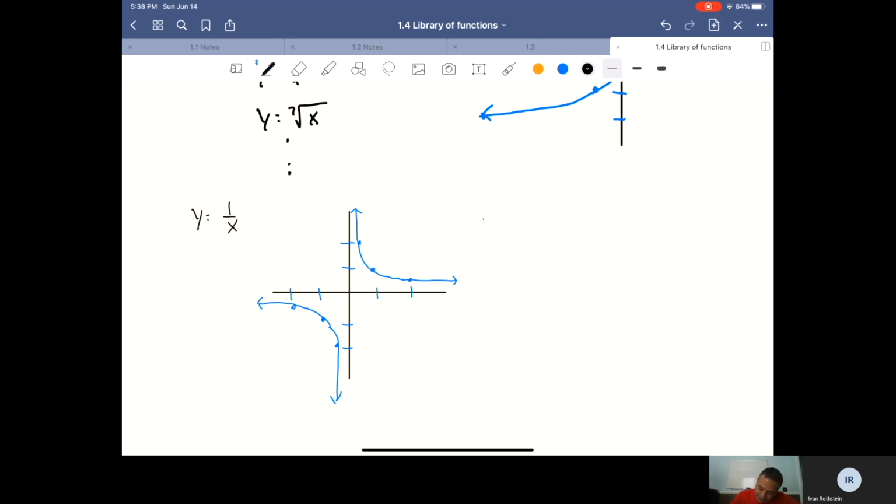You may have guessed where this is going. Y equals 1 over x cubed, 1 over x to the fifth. Those are all similarly shaped. Okay.